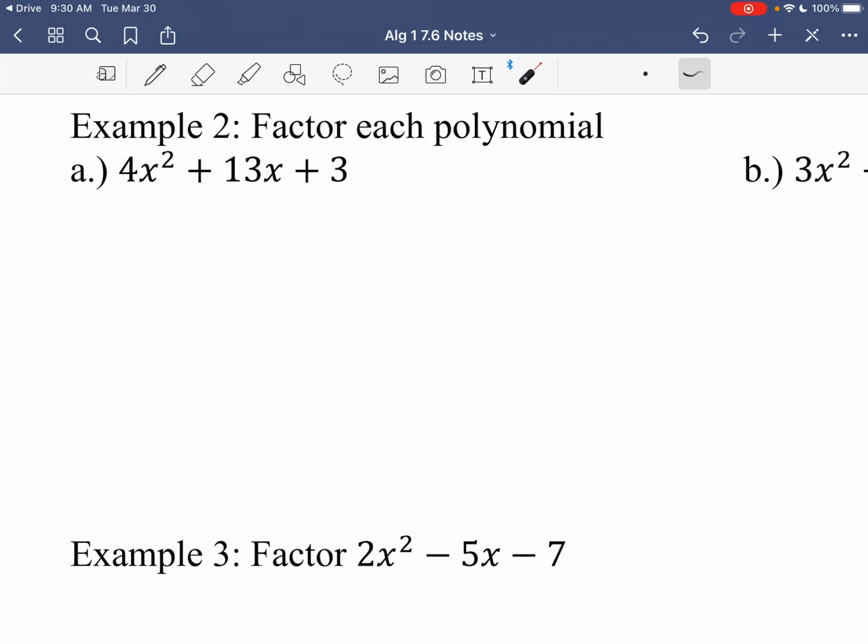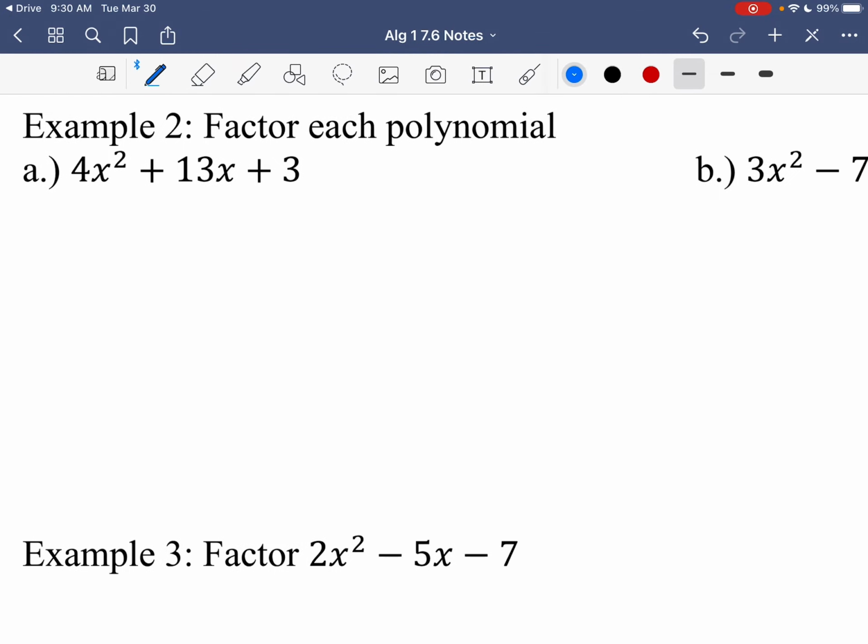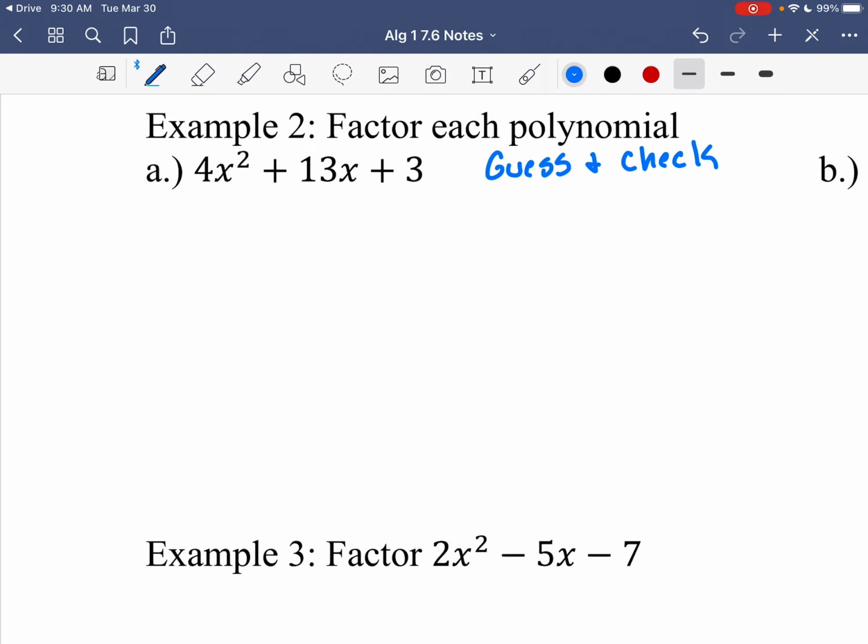Now, first of all, I cannot just look for multiples of 3 that add to give me 13 because of this 4. That 4 is going to muck things up a bit. It's going to make things a little messy. So I'm going to have to do a little more work. We're going to learn a method here called, it's really guessing and checking. Guess and check. But we're going to do a more organized guessing and checking. We're going to guess and check using a table.